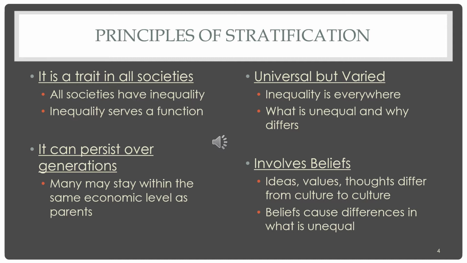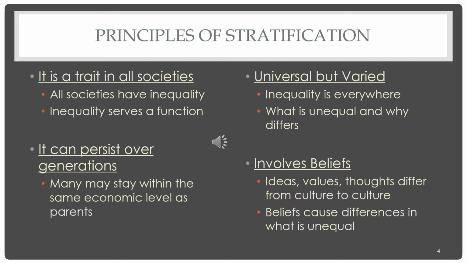The second principle is that stratification is universal but varied, so that backs off from the one I just discussed. Inequality is found everywhere, but what is unequal and why differs based on cultural beliefs. The third principle is that stratification can persist over generations, meaning that many may stay within the same levels economically, educationally, within a level of power as the parents, the grandparents, the great-grandparents. So their level of stratification can be the same for generations.